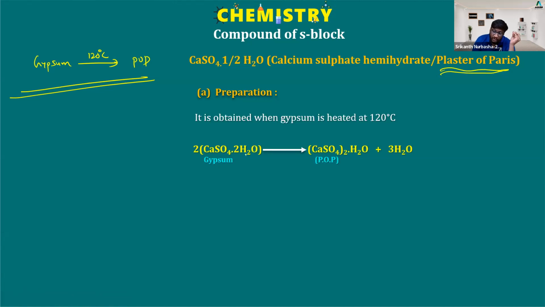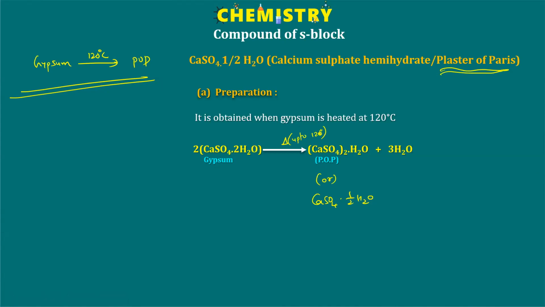2 CaSO4.2H2O, gypsum, upon heating up to 120 degrees Celsius, will lose 3 H2O molecules from 2 moles of gypsum, and you will form 2 CaSO4.H2O, or you can also write CaSO4.½H2O. This is nothing but your plaster of Paris. Is that clear? Yes, sir.